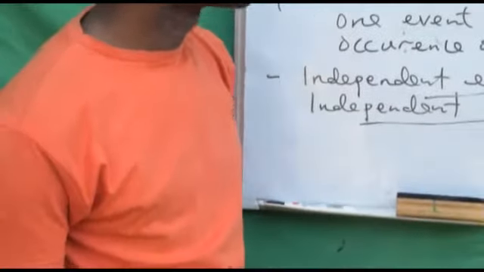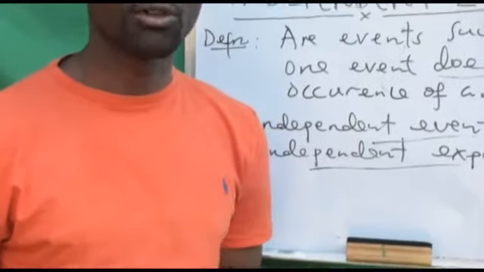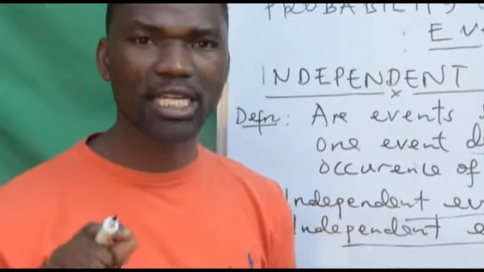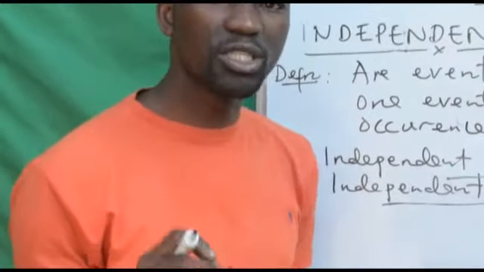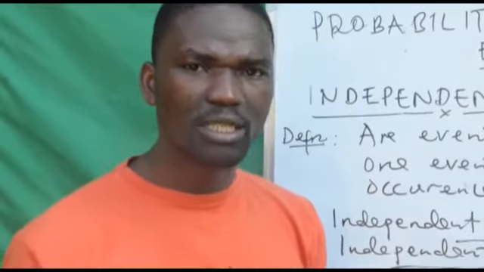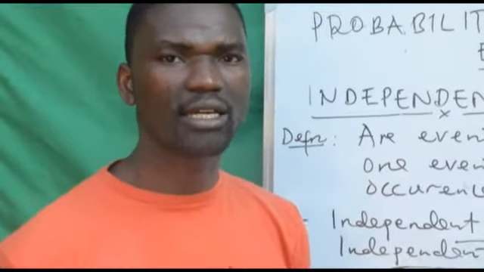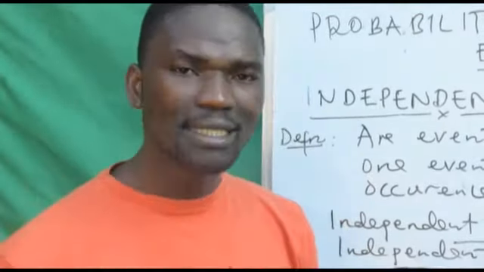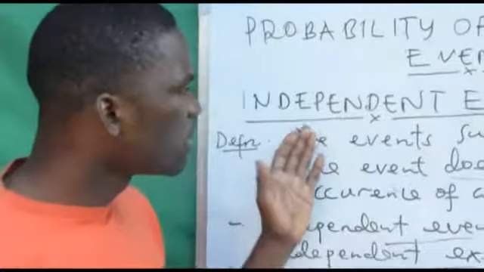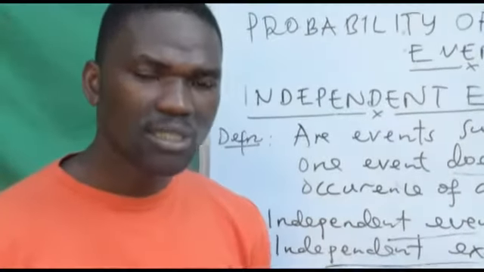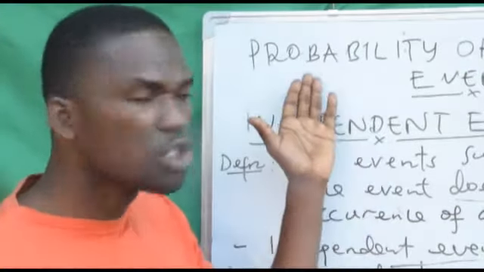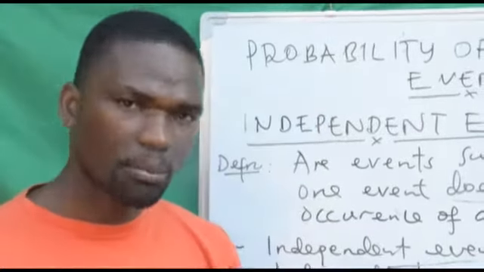So basically, today we want to check those kinds of events. So far we've discussed events which come from the same experiment. But today is about events which come from two different experiments, or it might be the same experiment, but they do not depend on one another. That's a necessary condition that will help us understand independent events. And if we know what independent events mean, it will give way for us to understand the probability of these independent events.